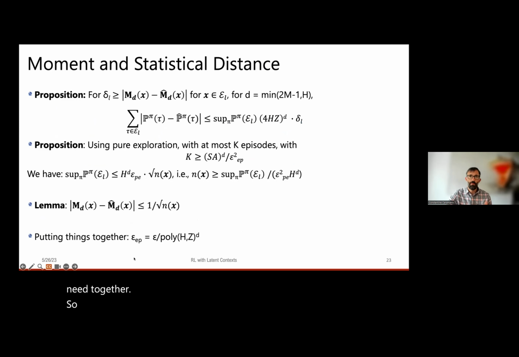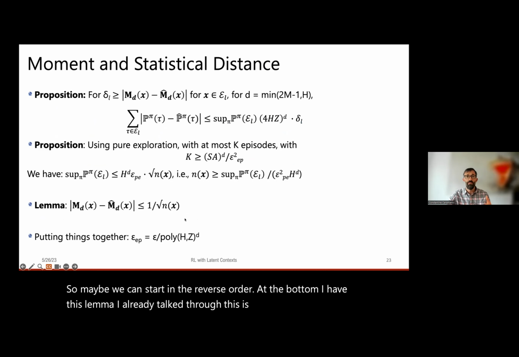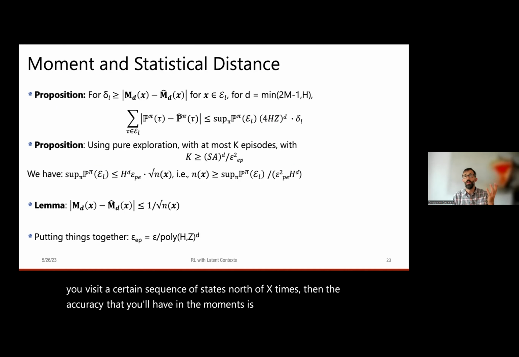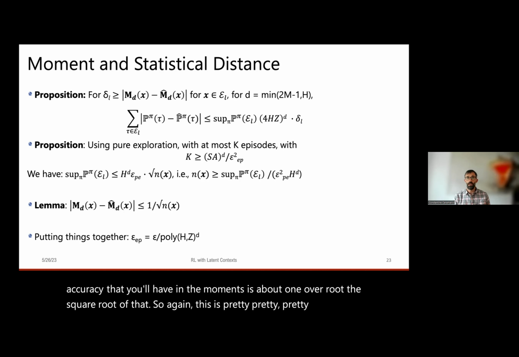So maybe we can start in the reverse order. At the bottom, I have this lemma. I already talked through this. This is basically saying that if you visit a certain sequence of states n of x times, then the accuracy that you'll have in the moments is about 1 over the square root of that. So again, this is pretty much standard.